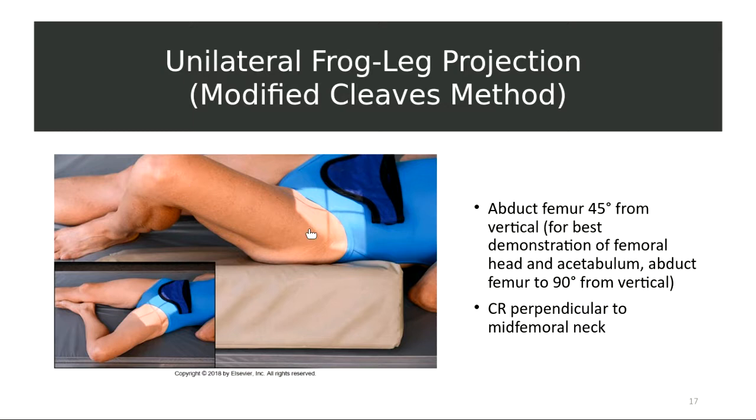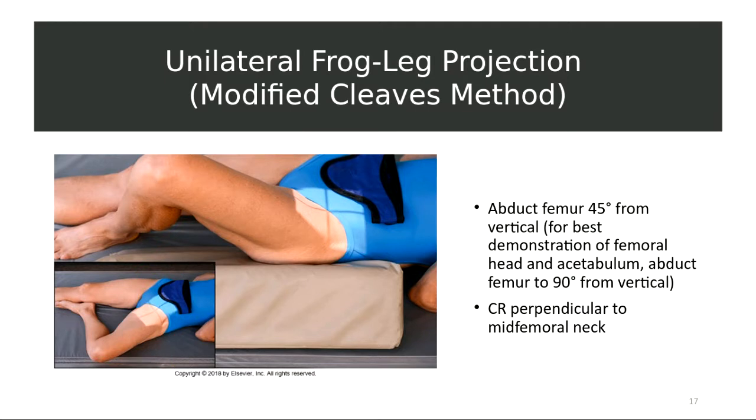Okay. Notice it says 45 from vertical to demonstrate the femoral head and acetabulum, but it's 90 degrees. I'm so sorry, 90 degrees from vertical to demonstrate the femoral head and acetabulum. But this one is 45 from vertical, meaning if it was completely straight up and down, from here to here is about 45 degrees. Whereas if it was vertical here and now you're completely flat, that would be 90 degrees from vertical.